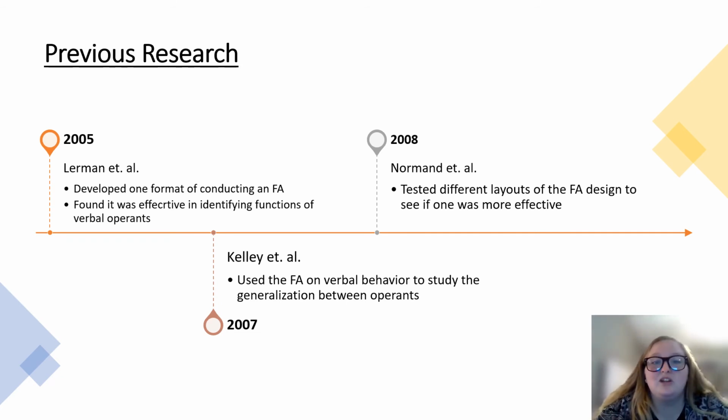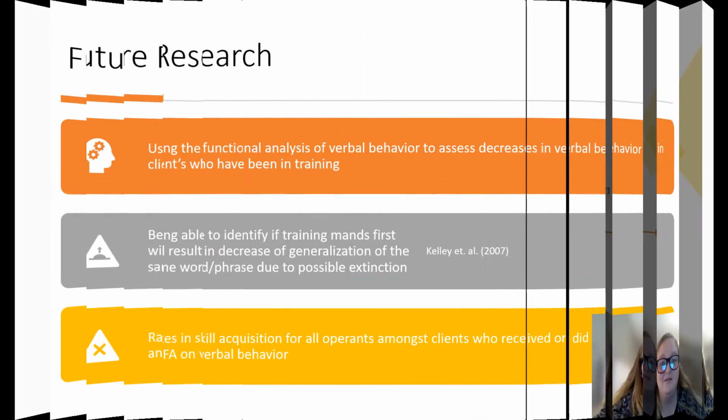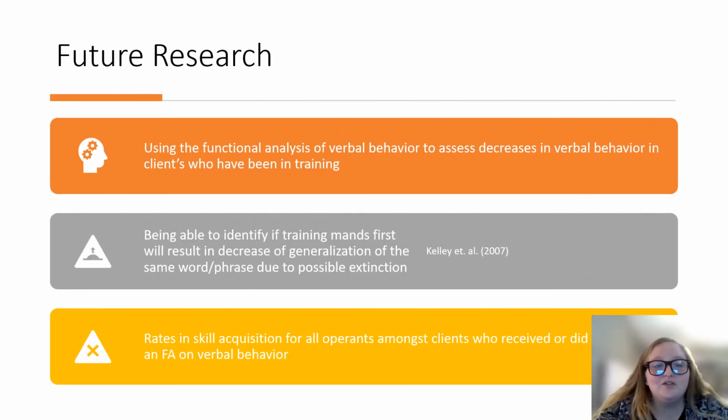So here's where we can go from there. Future research needs to be able to use the FA on verbal behavior to assess decreases in verbal behavior in clients who have already been in training. Have you ever seen a lot of progress in a kid and then it just stops at the blink of an eye? Why? Did the function change?